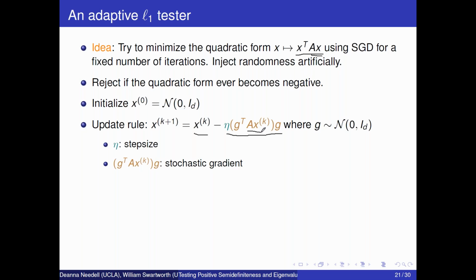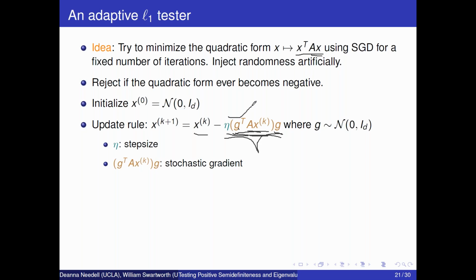It's a matrix vector query, and we only get vector matrix vector queries. So if you wanted to form every single entry of the vector Ax, it would take a lot of queries. So instead, we're going to compute G transpose Ax_k in the kth iteration, where G is a Gaussian, but we still need to subtract a vector in this SGD algorithm. So we're going to subtract that number times this random direction G.